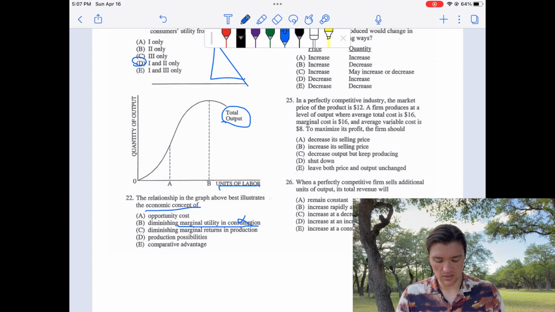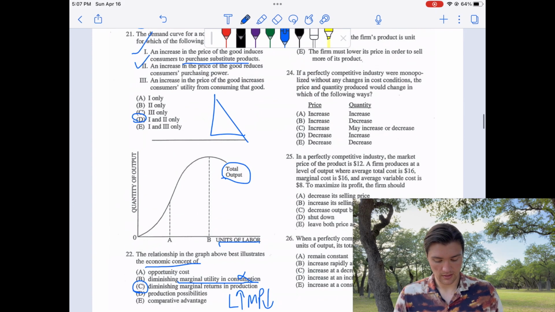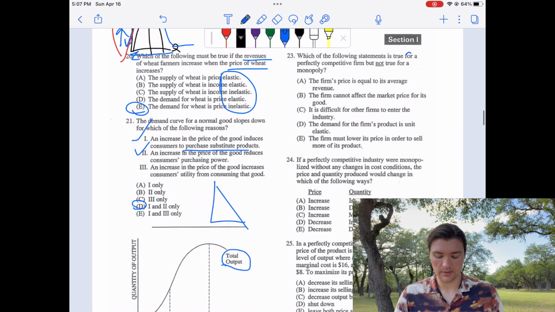Are we showing diminishing marginal returns in production? Yes, because guess what? As you hire more labor, marginal product is going down. So that is the diminishing marginal returns in production. Number 23, which of the following statements is true for a perfect competitive firm, but not for a monopoly?